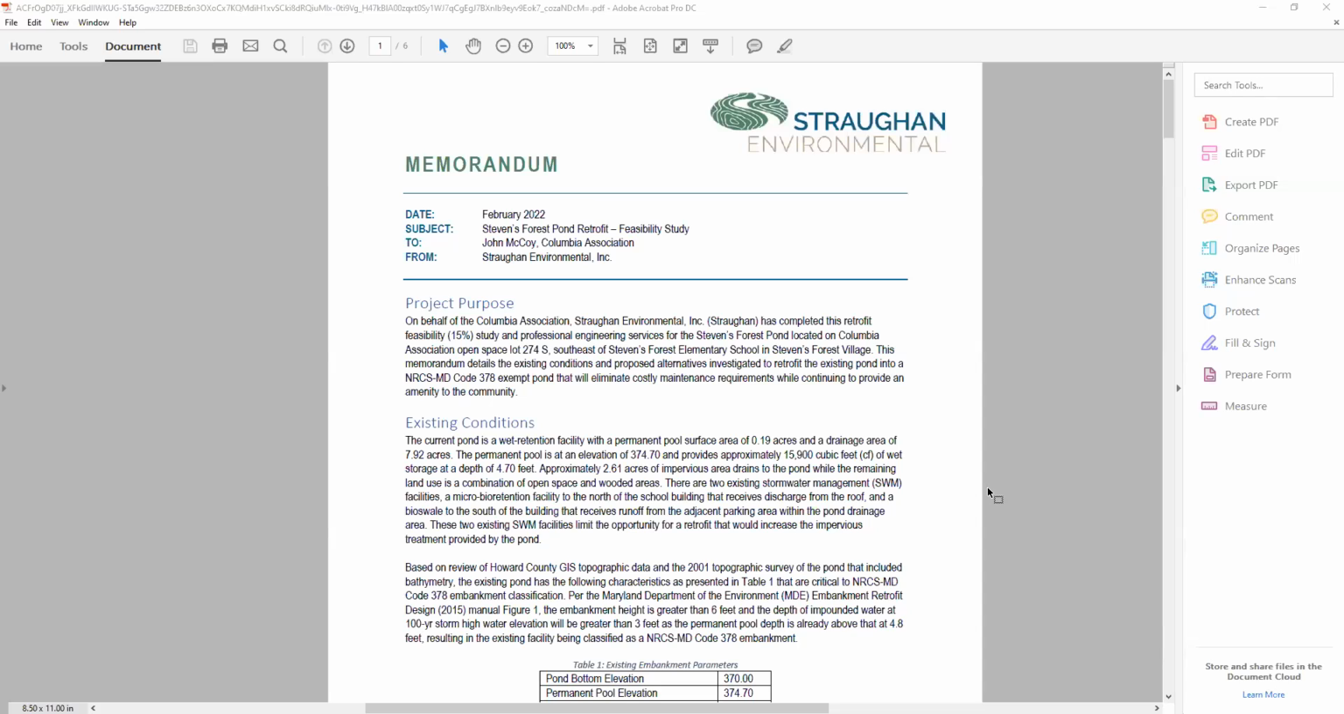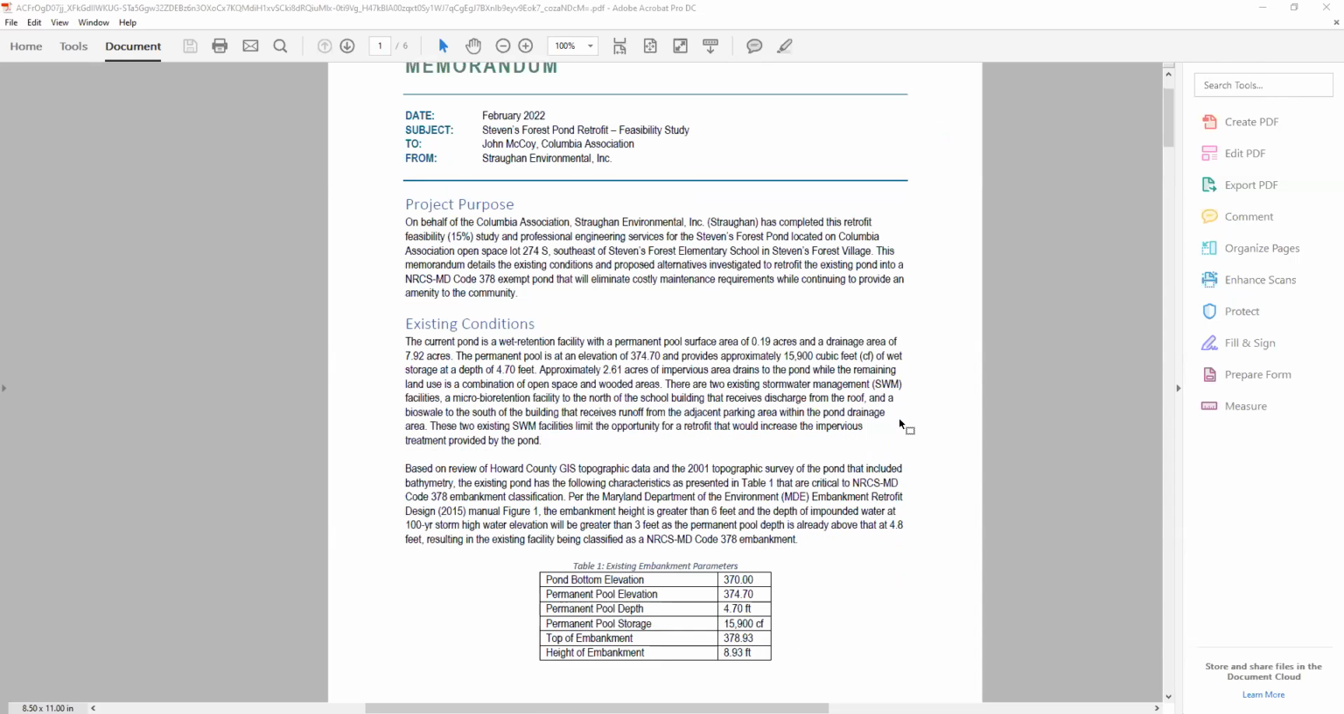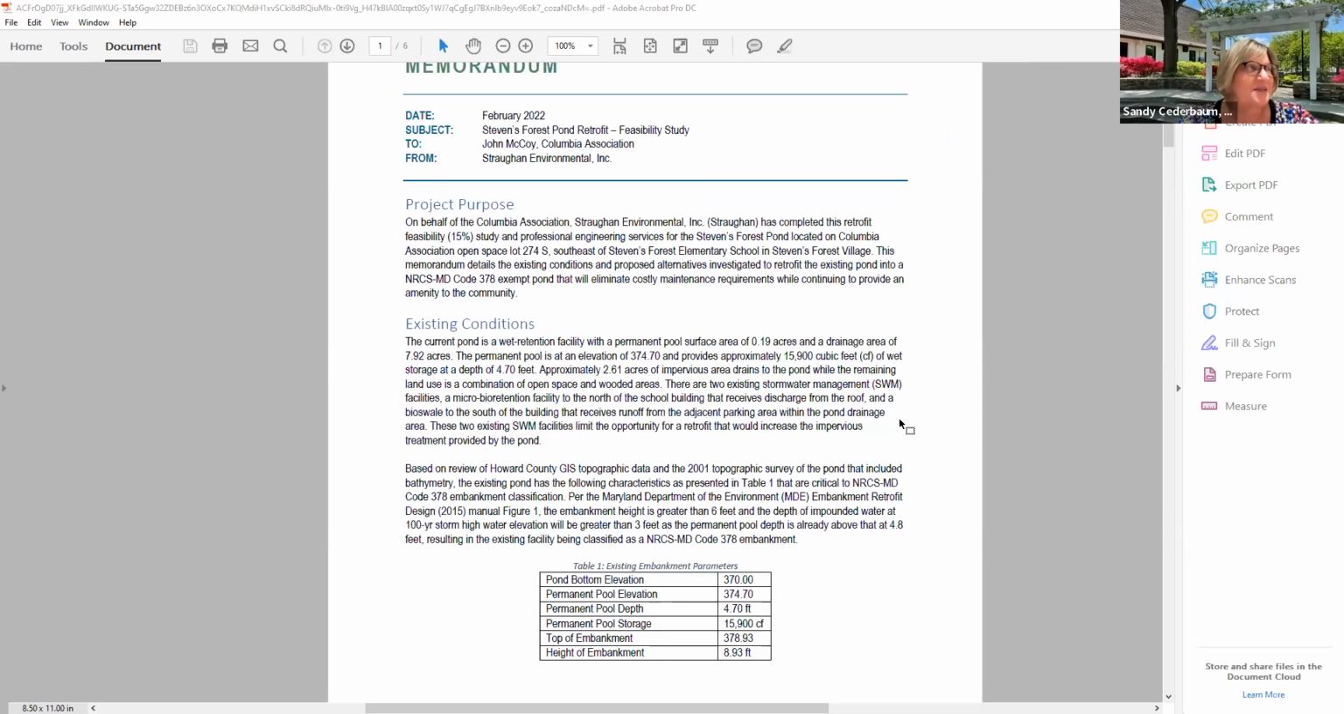So this is our report. It's got existing conditions, and we should talk about that just a bit. It is a 2/10 of an acre pond. It's got about 8 acres that drain into it. It'll hold about 15,000 cubic feet of water.